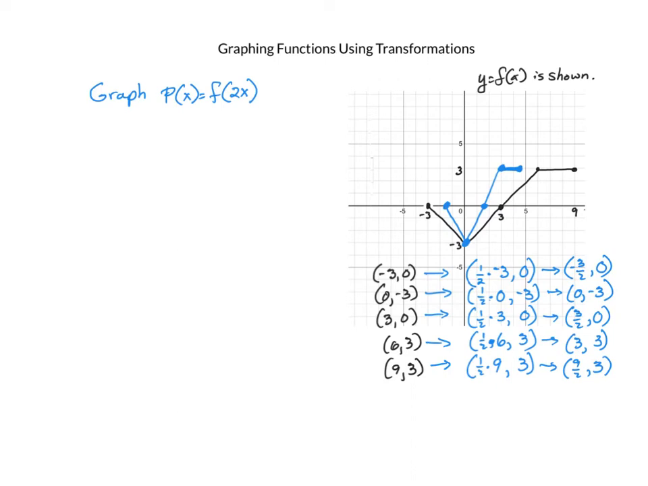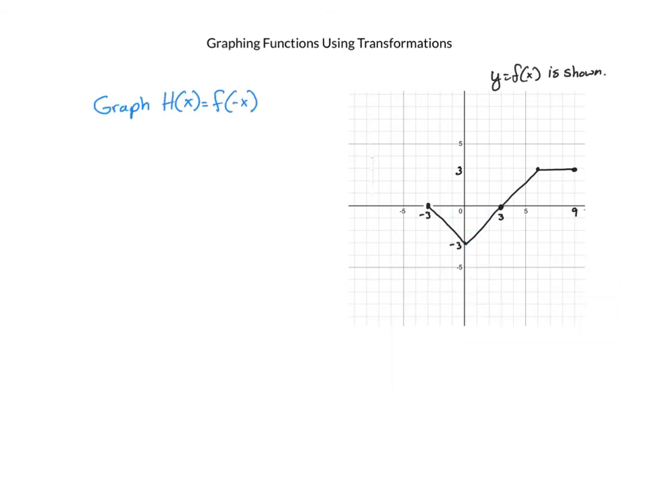Let's do another one. In this one, we'll still use the same function, but now we're going to transform it in this way. We're going to graph h of x equals f of -x. Do you remember what that -x does? Right, it's a reflection across the y-axis. So we can do that reflection. I'm going to just go point by point with our key points.